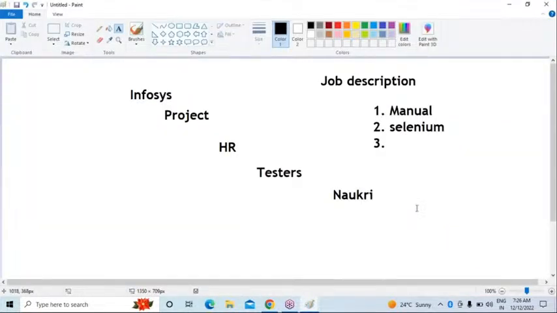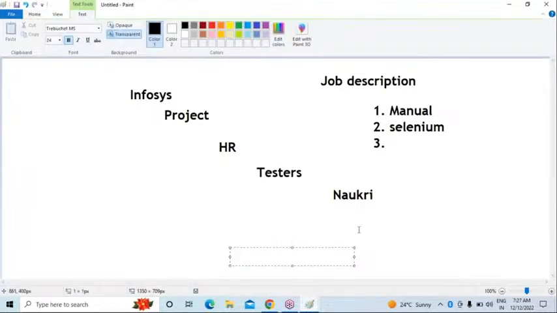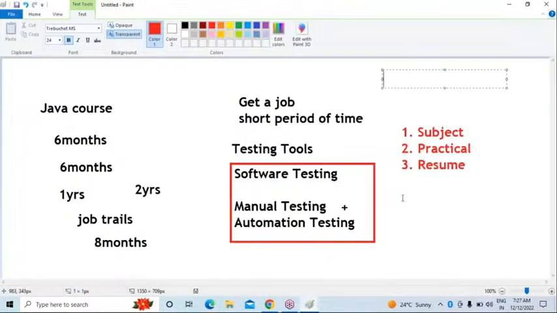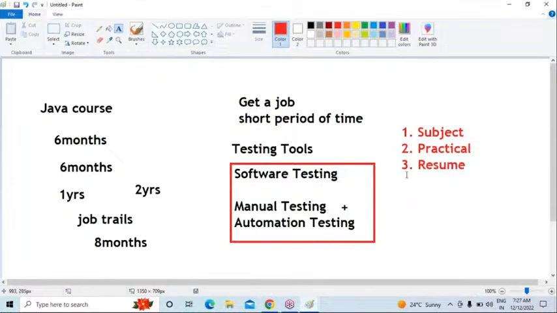So here we need to understand that. So I will explain how to prepare the resume in a detailed manner. You no need to worry about it. So what are the keywords we need to place? Based on the keywords, the resume will be shortlisted. So here we have to understand that.